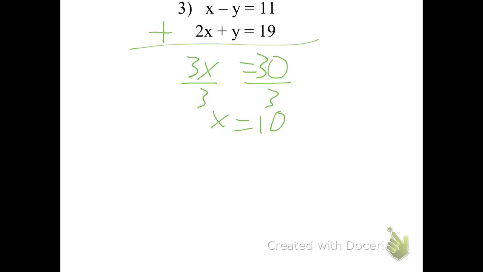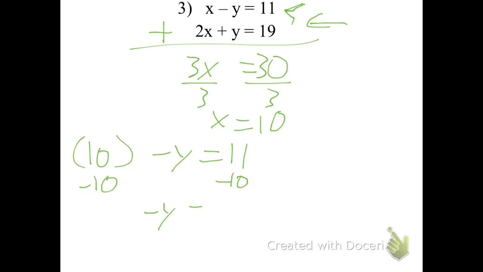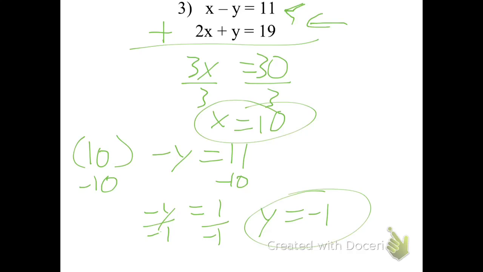You can plug it into either of the equations, either this one or this one, and figure out your y. I'm going to plug it into the top one because I can. X is 10, so where my x is, I'm going to put 10. And I got to subtract y equals 11. I need to get rid of the 10. I'm trying to get y by myself, so subtract 10, subtract 10. Negative y equals 1. Divide by negative 1. You get y equals negative 1. So we got x equals 10, y equals negative 1. You get the point 10, negative 1. And that's how you do it with elimination.